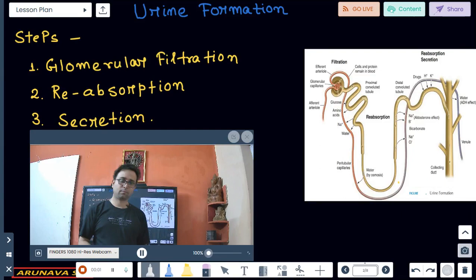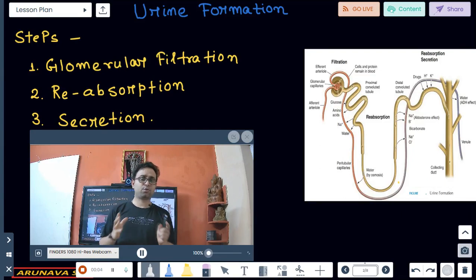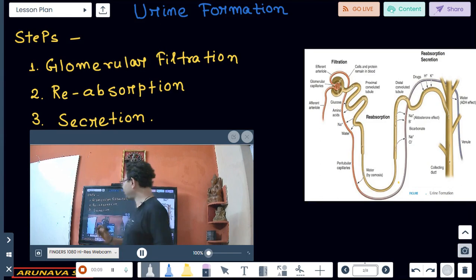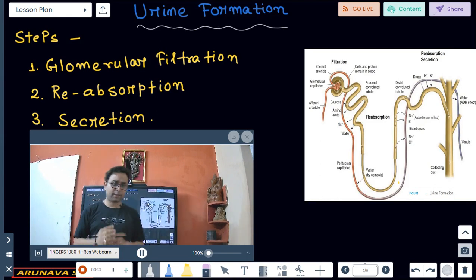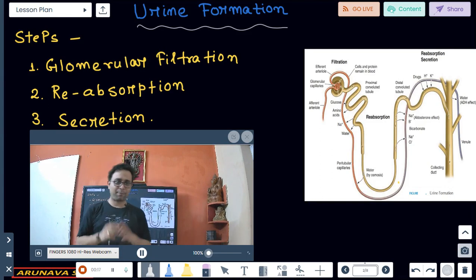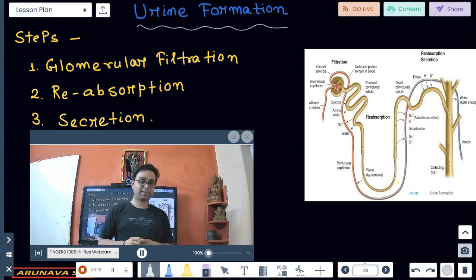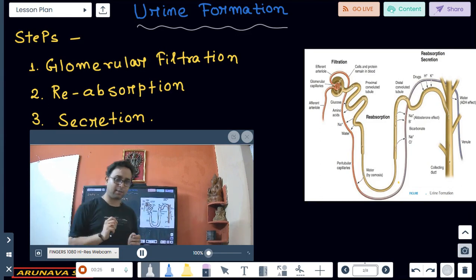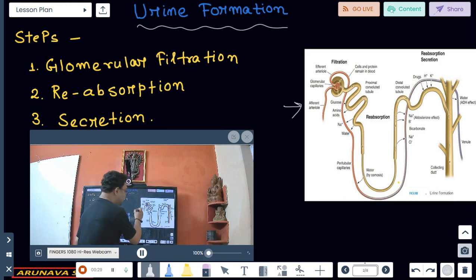Hello my dear students. Today we are discussing a very important topic, that is urine formation. Where does this process take place in our body? You have a special organ for that. This is the kidney. But the kidney has a special type of cells. You already know that this is the nephron. The nephron is the structural and functional unit of the kidney.